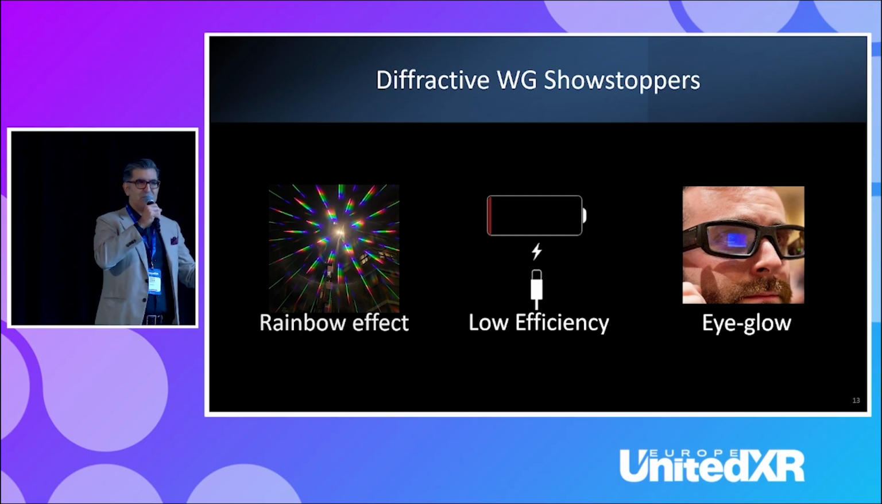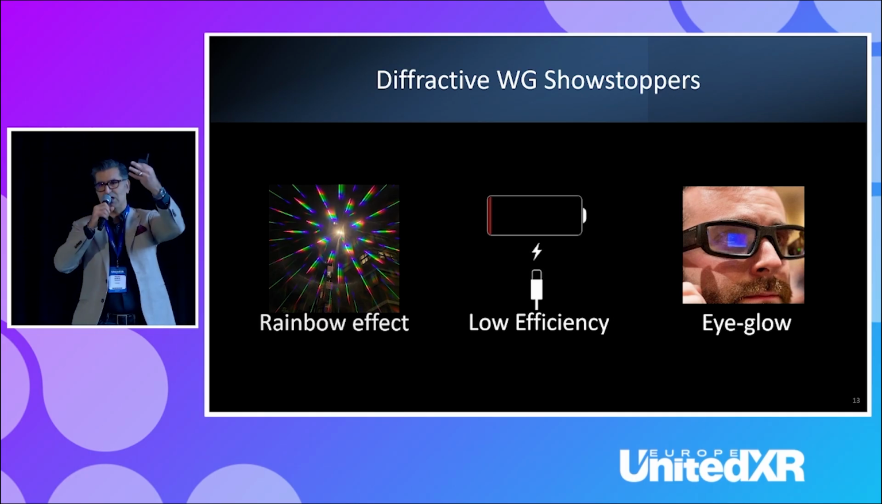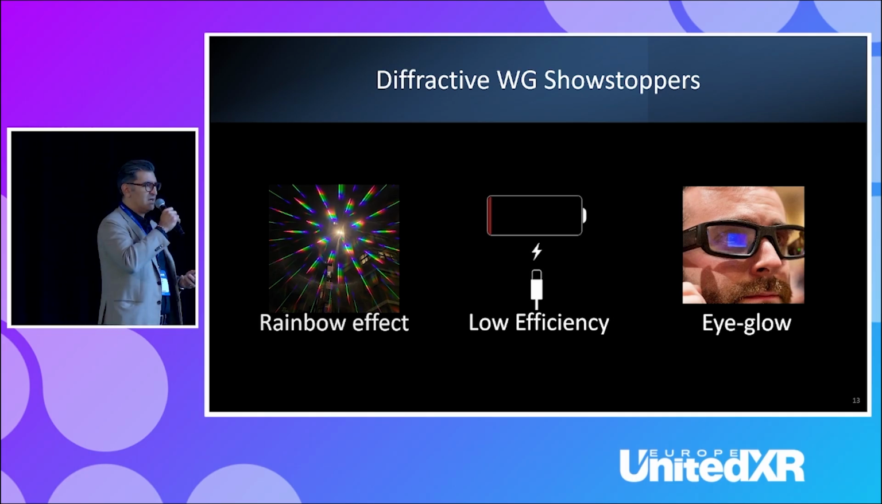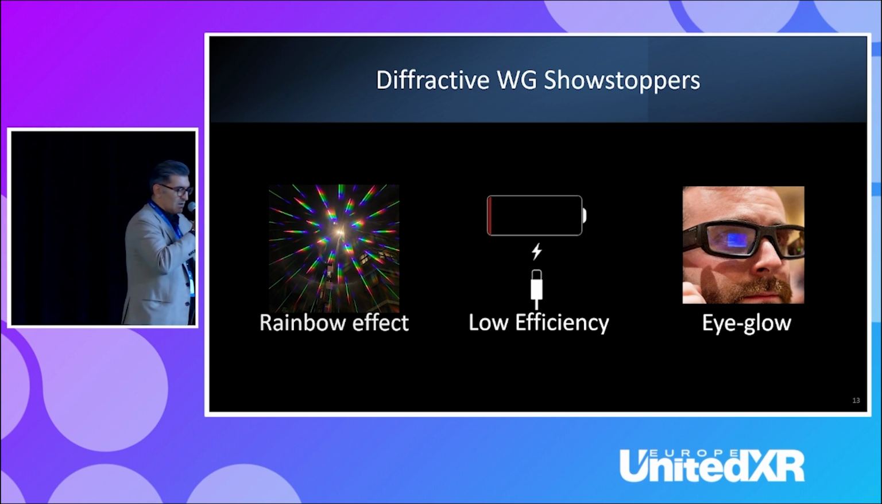And it's not only the image, but any kind of ambient light that comes in can also get diffracted and you can get rainbow effects. It's low efficiency. This for us is a killer because we're all targeting battery-powered devices that can run all day. If we're thinking about a consumer device, we can't have huge batteries on these smart glasses or a huge battery pack. And then, of course, there's the eye glow.